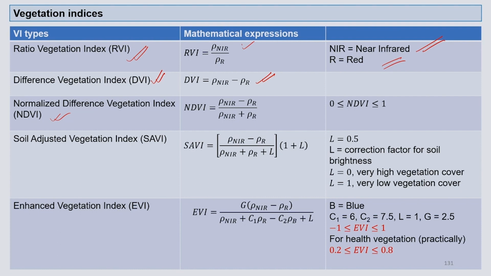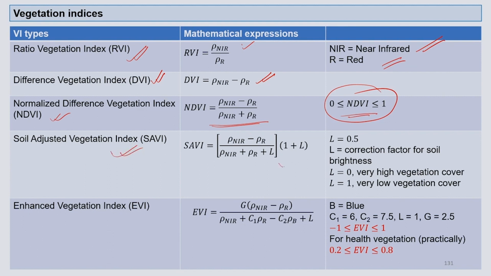Most of you might have heard about this. NDVI is calculated using this formula: rho NIR minus rho R divided by rho NIR plus rho R, where the NDVI value lies between 1 and 0. Next comes the soil adjusted vegetation index, or SAVI.